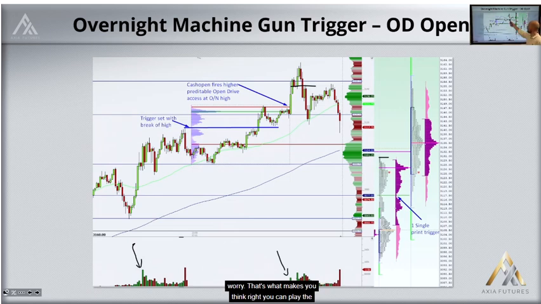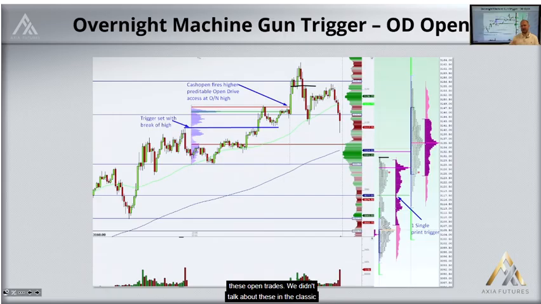That's what makes you think, right, you can play the firing of the machine gun up, but don't necessarily expect too much more. And what you get is this reversal and pullback into that overnight range. So make sure when you're going into any cash session, you're looking at what the overnight's done and whether it's set up something like this so that, again, you can preempt these open trades.